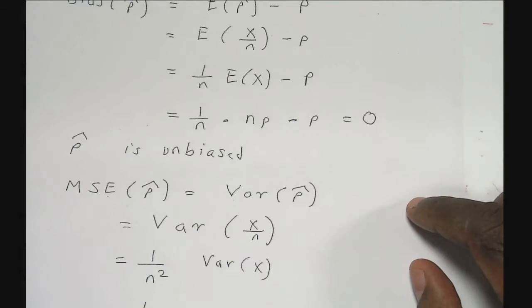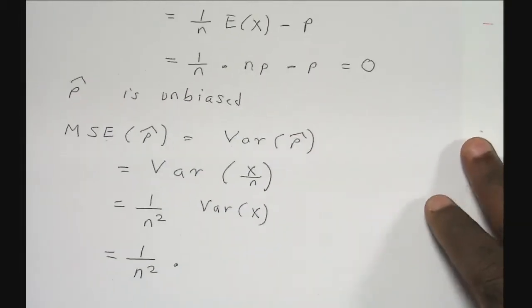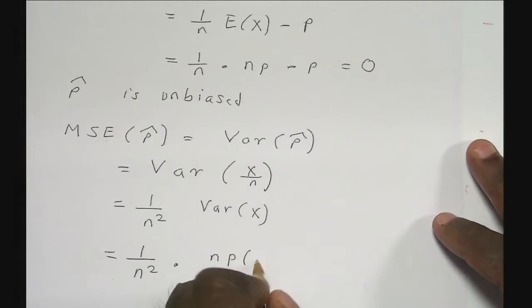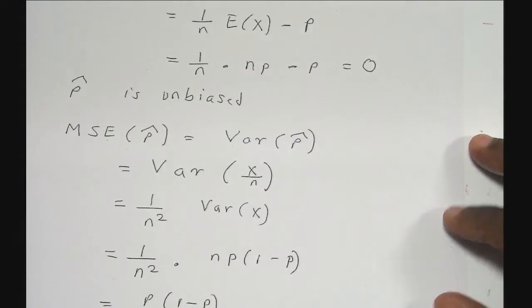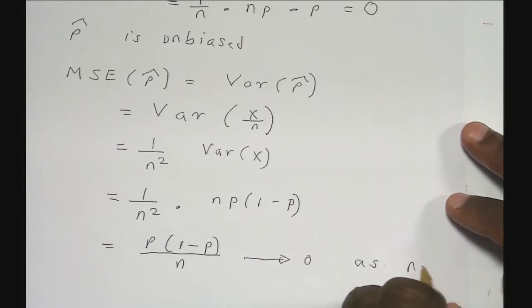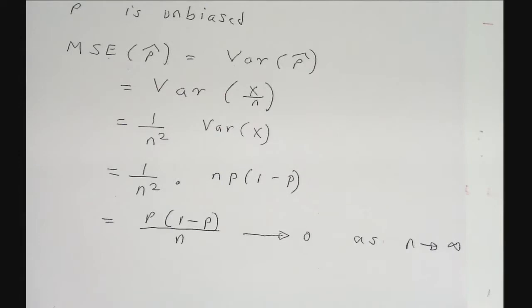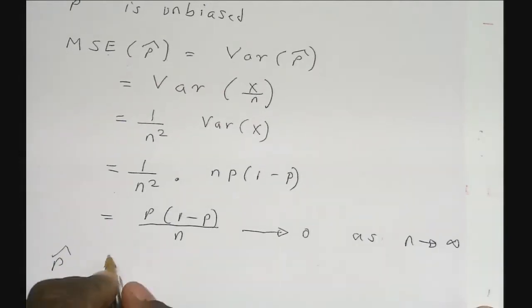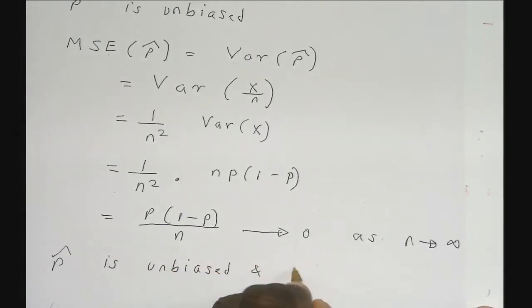Now you guys know that the variance of a binomial variable is n p (1 minus p), and this, as n approaches infinity, approaches 0. So the conclusion is that the estimator p hat is unbiased and consistent.